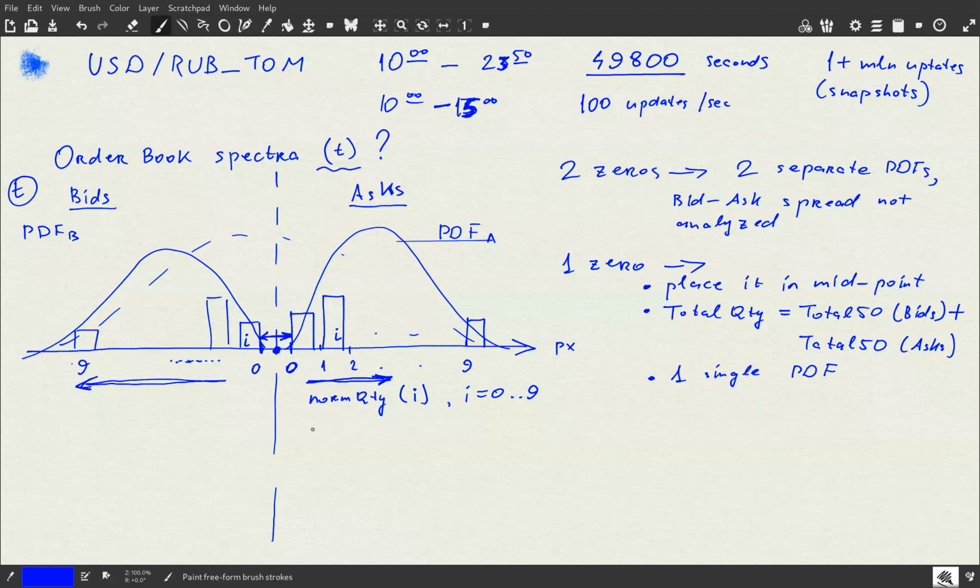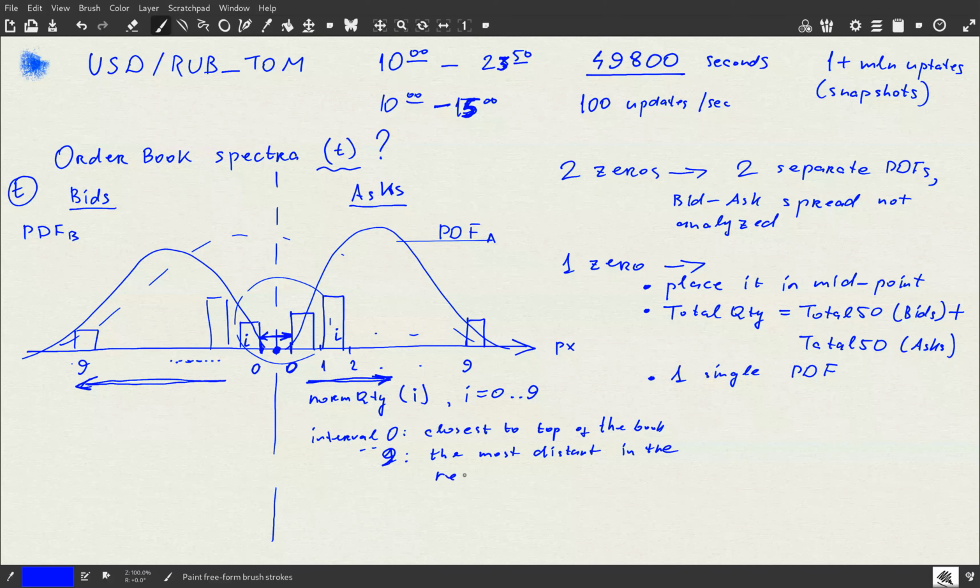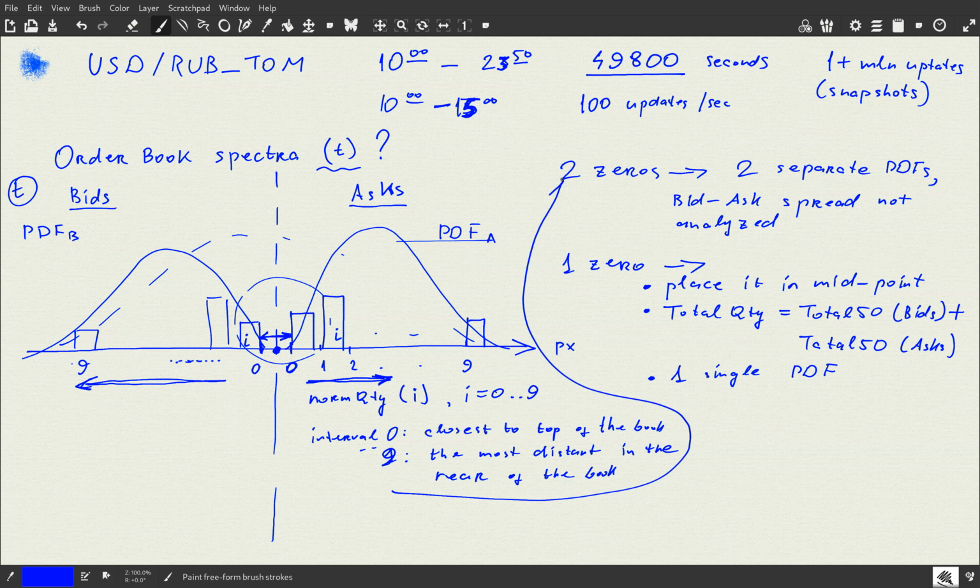So in this case, your interval zero will always correspond to closest to top of the book. All right? Top of the book is here. That's top of the book. And nine is the most distant, in the rear of the book. That's what I suggest you do if you do it with two zeros. Then the interval numbers are going from the top of the book into the depth.